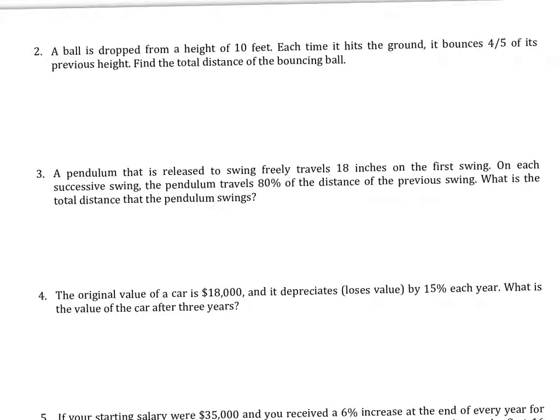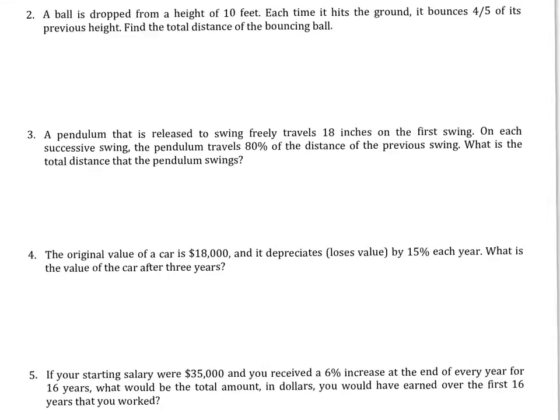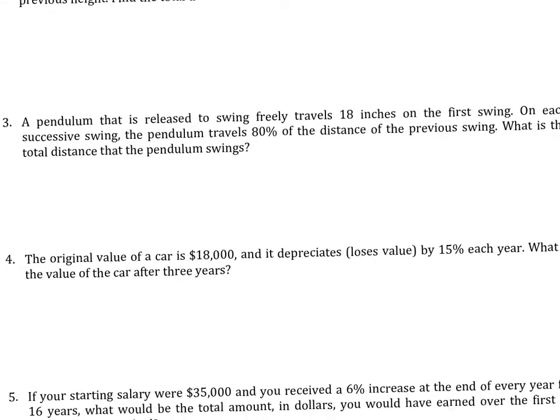Last class we were talking about infinite geometric series with word problems, and we talked about number 2 with a ball being dropped. So now we're going to start talking about number 3. Number 3 says a pendulum that is released to swing freely travels 18 inches on the first swing, and then on each successive swing, the pendulum travels 80% of the distance of the previous swing. What is the total distance of the pendulum swing?